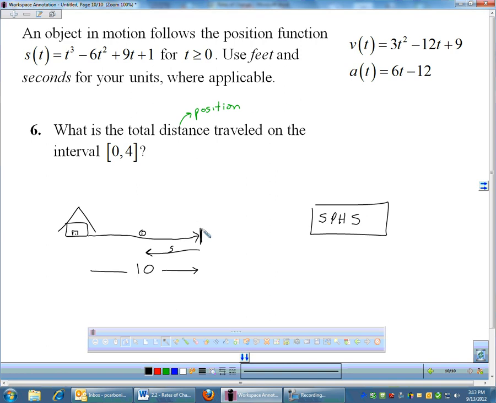So I go 10 miles, then I go back 5 miles, and then I go the rest of the way, which is 15 miles. So I went 10 miles forward, 5 miles backwards, and 15 miles forward again until I got to Spain Park. Well, my total distance traveled is 30 miles in this example. But that included some backtracking.